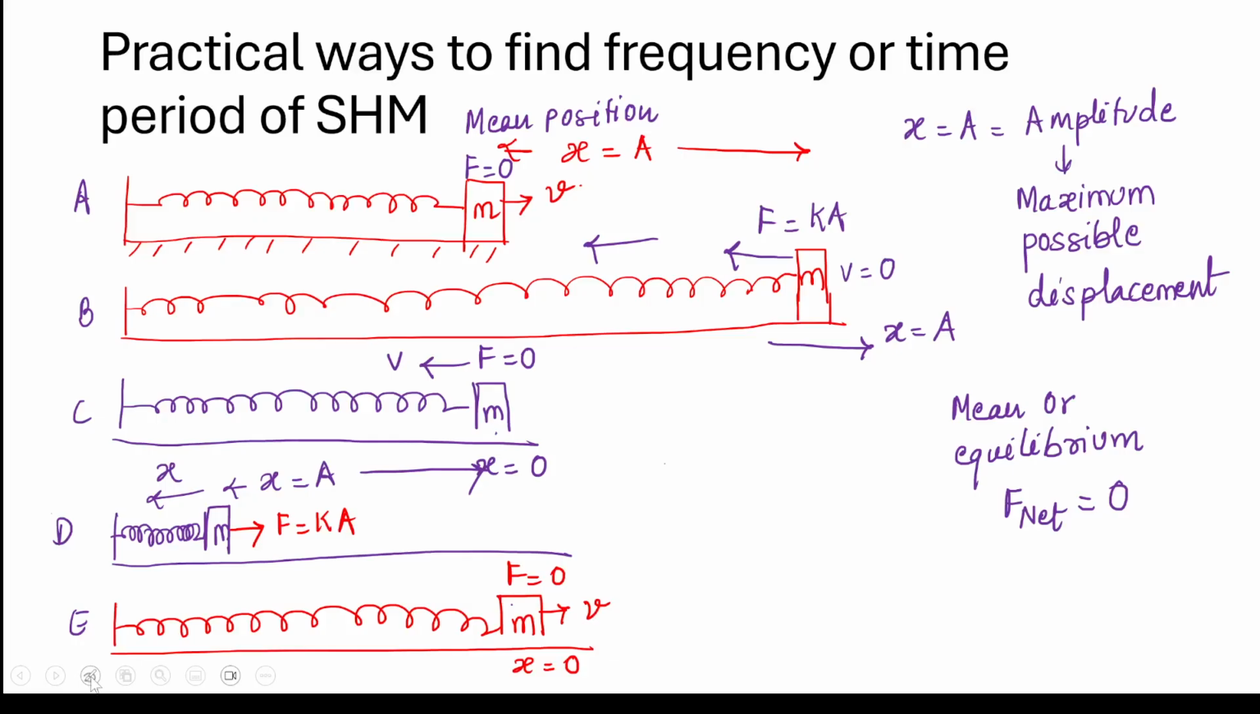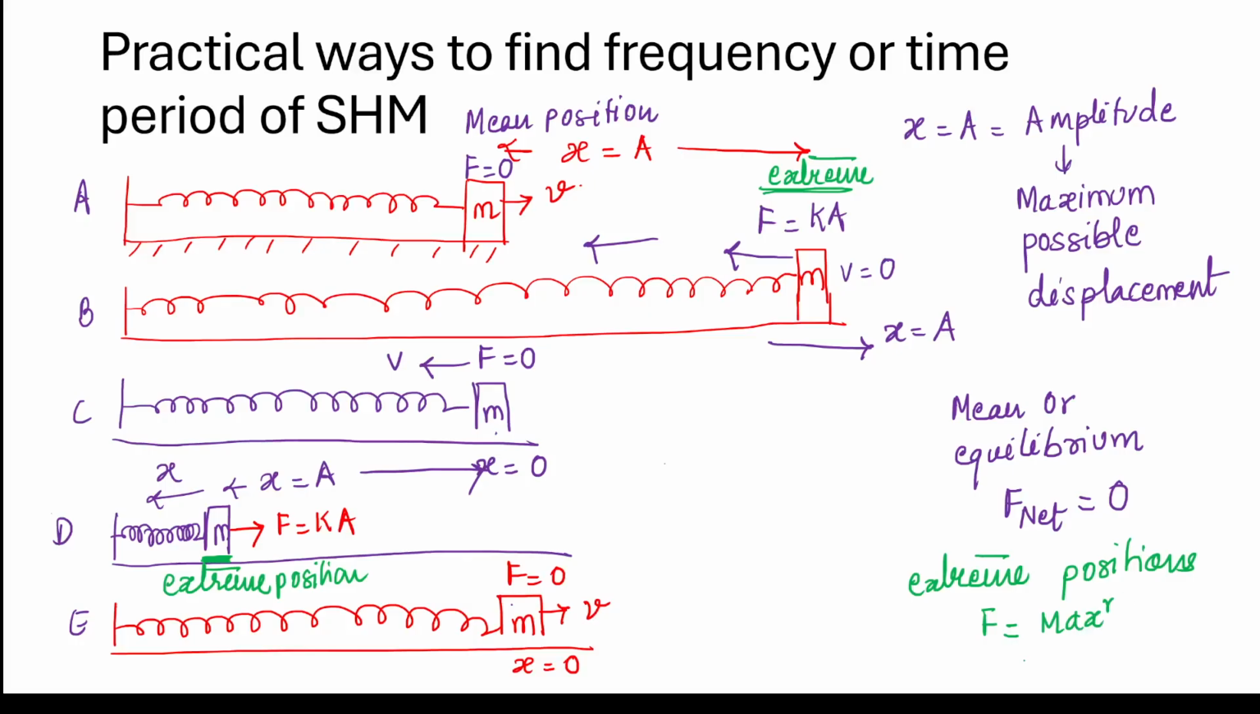Now, every SHM will have two extreme positions. So this one is extreme, the green one. So this is the positive extreme, and then this green again here is also an extreme position. So every SHM would have two extreme positions and one mean position. So at the extreme position, force is maximum. Why is the force maximum? Because at that time displacement is maximum.